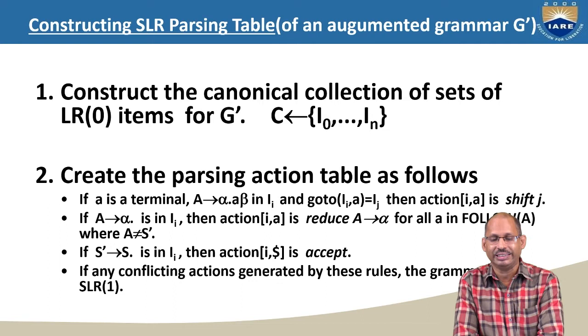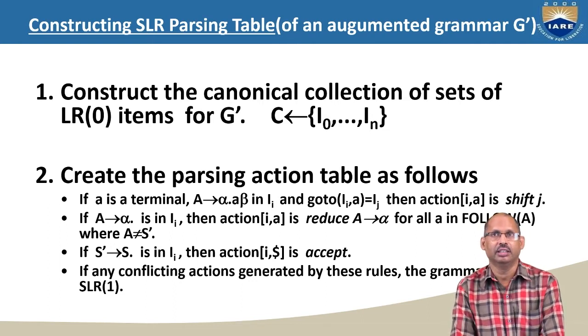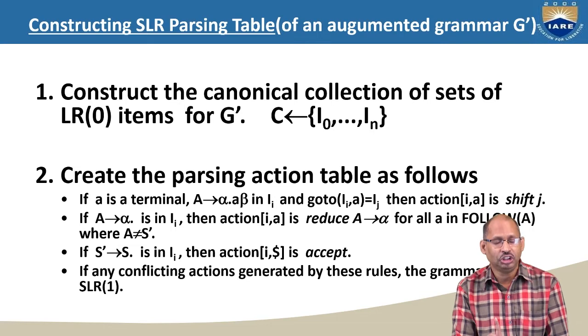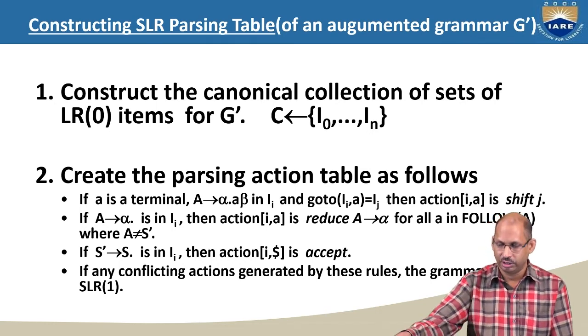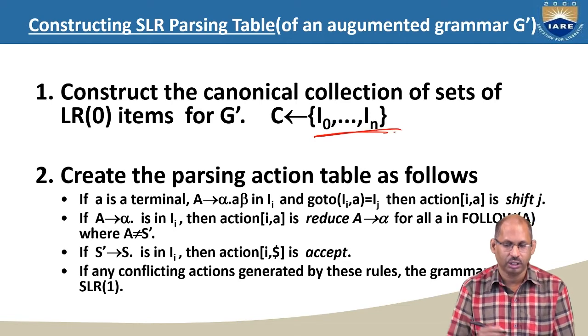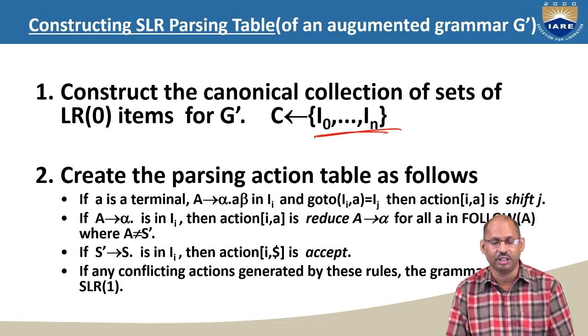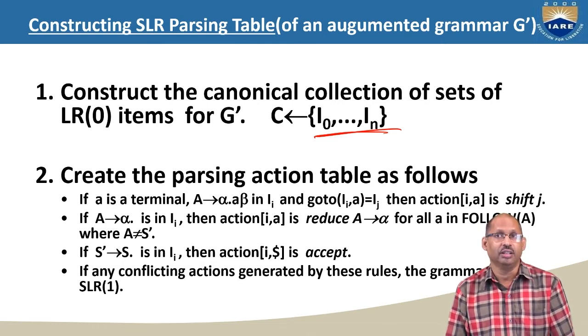Then how to construct the SLR parsing table? The first step: find or construct all the canonical collection of closure sets. So find this I0 to In, the canonical collection of sets of LR0 items. Then create the parsing action table as follows.